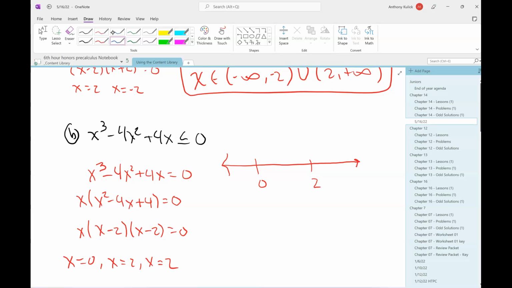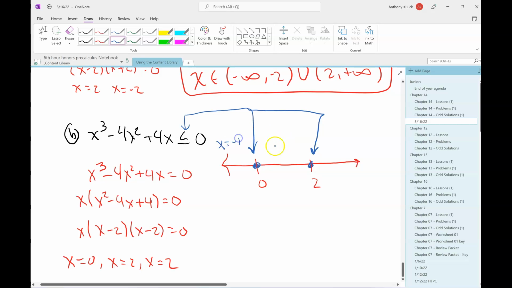All right. When I draw my number line and I put my dots on at 0 and 2, do I use filled dots or open dots? Filled this time. Why? Because it's an or equal to. Very good.